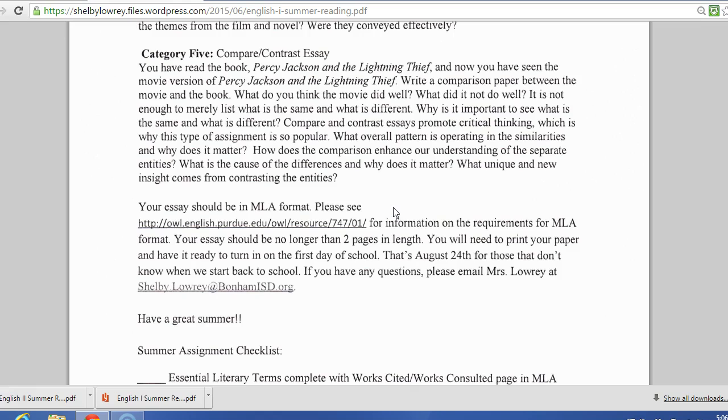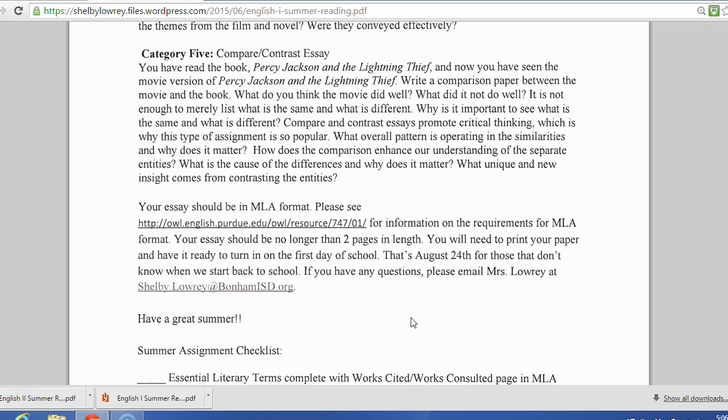Again, this essay needs to be in MLA format. I've provided you the link to the Purdue website here. Again, guys, this is the same link as the one before. I just provided it in an additional spot so you would have it. So again, it needs to be in MLA format, and it should be no longer than 2 pages in length. You will need to print your paper and have it ready to turn in on the first day of school.